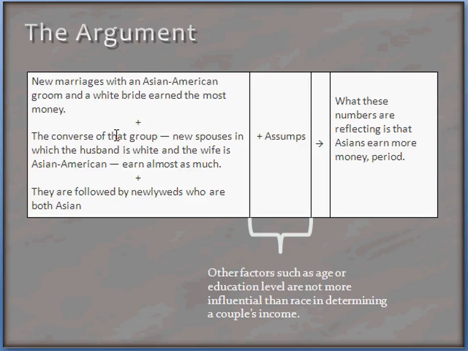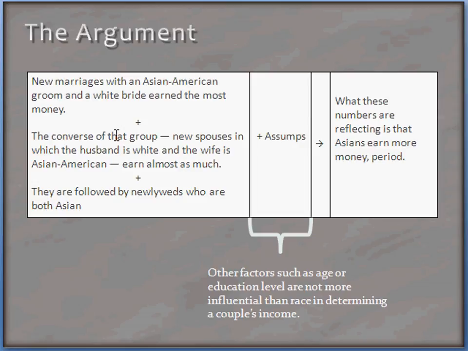Let's break the argument down further. Looking back into the article, we pulled out three premises. The premises shown were that new marriages with an Asian American groom and a white bride earn the most money. The converse of that group, new spouses in which the husband is white and the wife is Asian American, earn almost as much. And that the third highest earning group was couples that included both an Asian bride and groom. These premises, plus assumptions, lead to the conclusion that the numbers reflect that Asians earn more money, period.